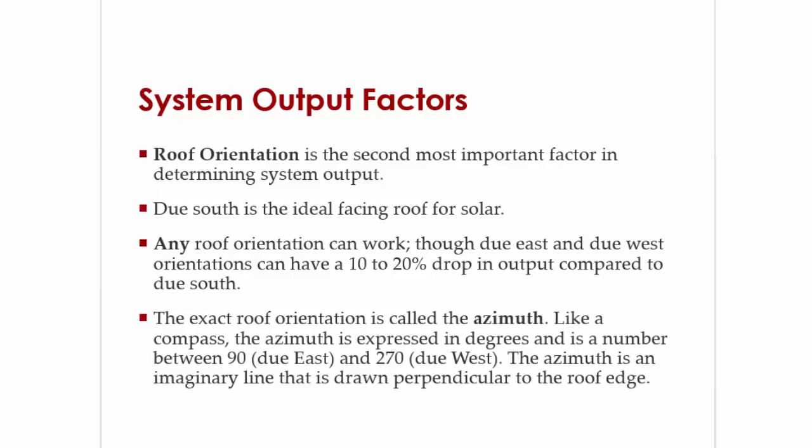Roof orientation is the second most important factor in determining system output. Due south is the ideal facing roof for solar in the northern hemisphere. Any roof orientation can work, though due east and due west orientations can have a 10 to 20% drop in output compared to due south. The exact roof orientation is called the azimuth. Like a compass, the azimuth is expressed in degrees and is a number between 90 and 270. The azimuth is an imaginary line that is drawn perpendicular to the roof's edge.